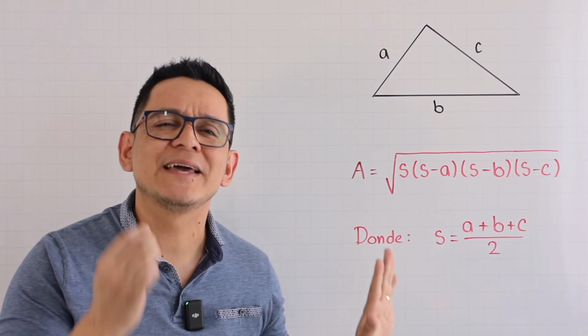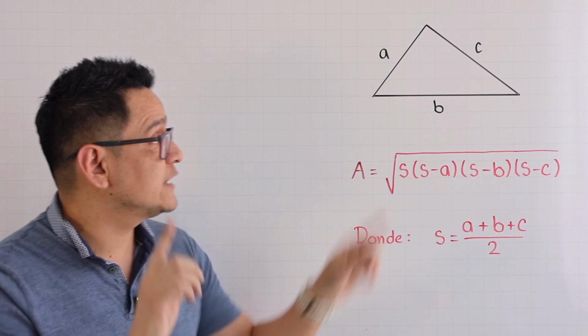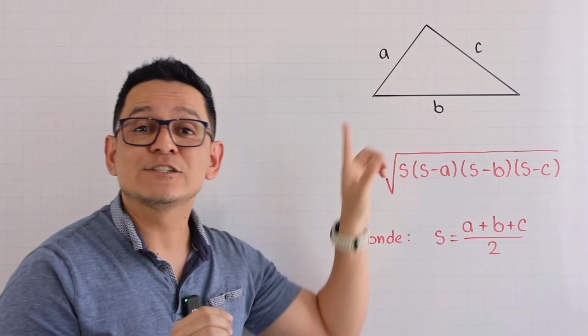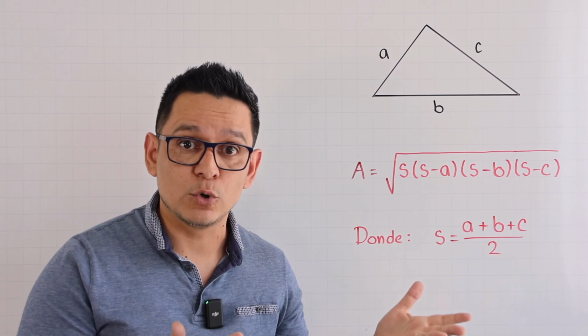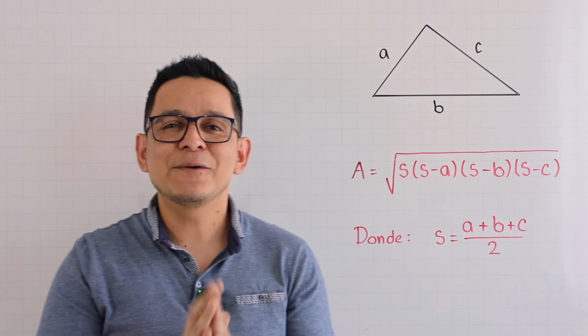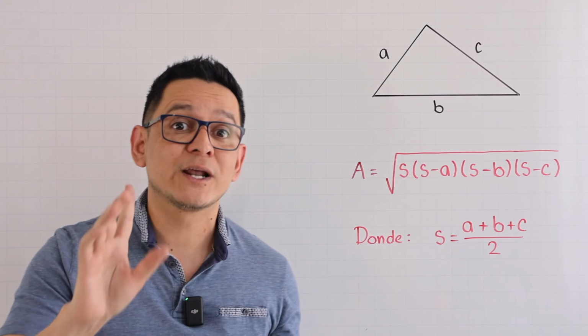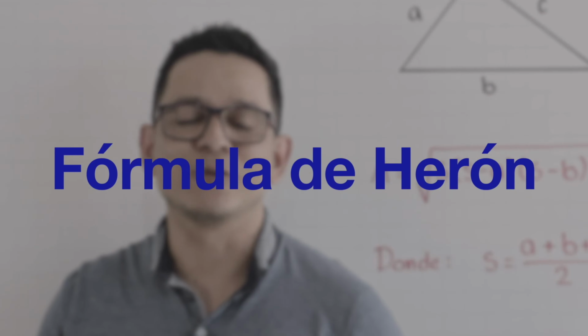This formula is a real gem, as it allows you to calculate the area of triangles knowing only the lengths of their sides. That is, you don't need to know the height of the triangle, nor do you need to apply the Pythagorean theorem. If you want to know how to use this formula, please keep watching, because today I'm going to tell you everything about Heron's formula. Let's get started.